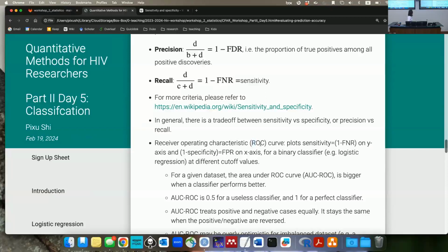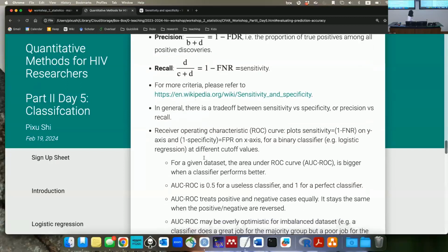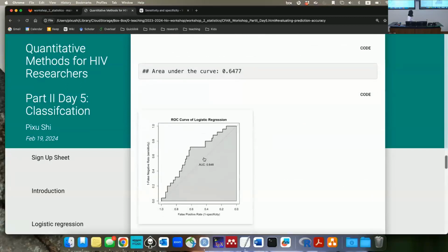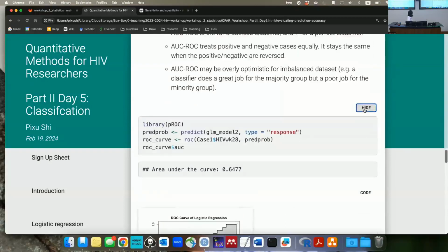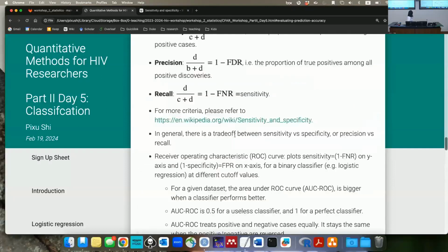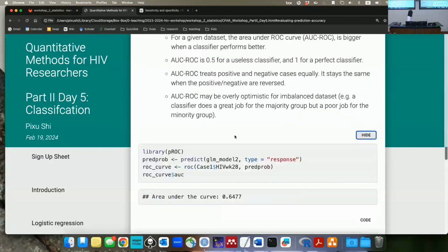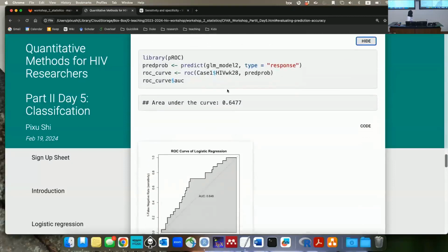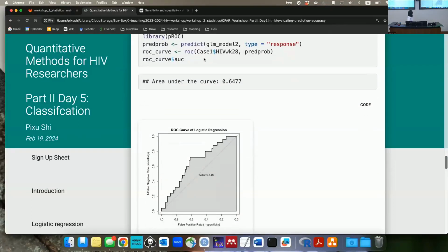So the ROC curve is plotting the sensitivity against specificity, or 1 minus specificity. So here we have one example of the ROC curve for the logistic regression classifier that we have. This is model somewhere, I forgot. But for that model, we are predicting the infection status. And on the x-axis, we have 1 minus specificity. On the y, you have the sensitivity.